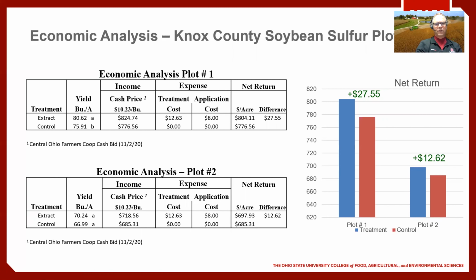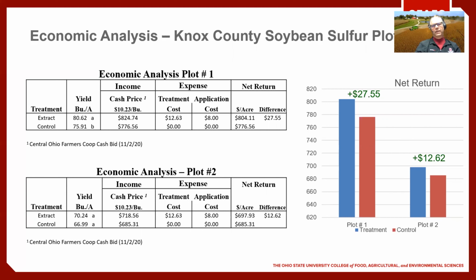On the second plot, we had similar results. We had a little over a 3 bushel difference in yield. Those yields were not statistically different. We used the same cash price and the same expenses, and we ended up with a positive net return to sulfur of $12.62.